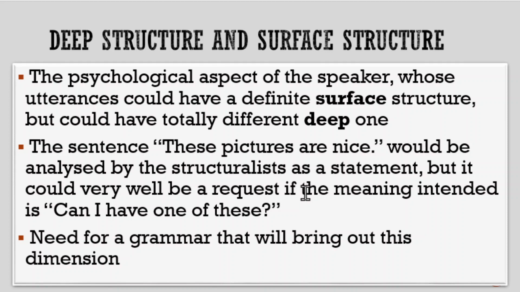Can I have one of those? So, hidden behind that statement, there could be a request. The surface structure is that of a statement, which is, these pictures are nice. And on a deeper level, it is a request. It's another kind of sentence: Can I have one of these? Well, that is a very good example of deep structure and surface structure. And Chomsky looked for a kind of grammatical model that will bring out the deep structures as well as the surface structures of the utterances within a language.